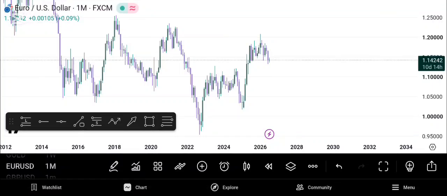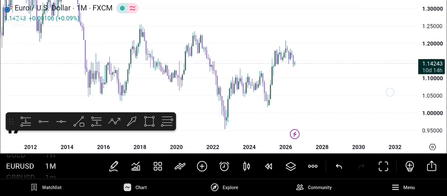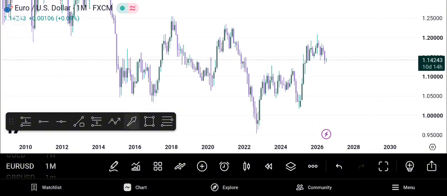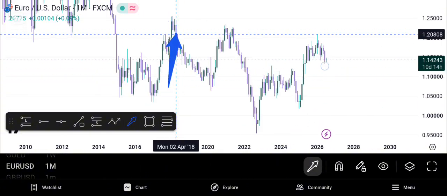So let's analyze EURUSD. I'll be starting from the monthly time frame. From the monthly time frame, if you can look at the charts from here, that will be from 2018.